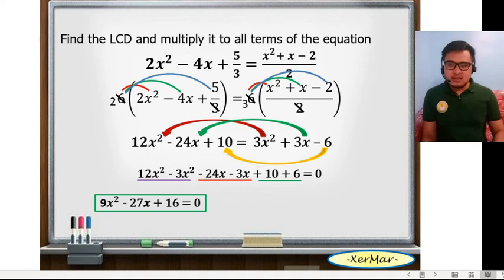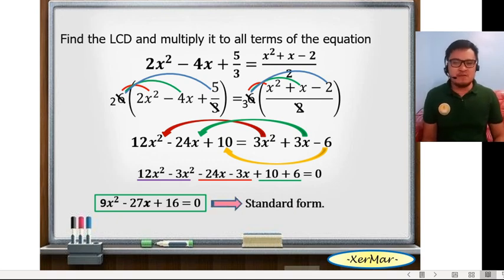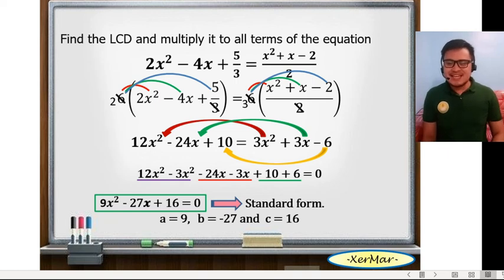Okay, so the same sign. So we have to add and copy the common sign. Next, 10 plus 6. The answer is 16. And don't forget to equate into 0. And this is now the answer. 9x squared minus 27x plus 16 equals 0. And that is the standard form. Okay? And we have to identify the value of A, B, and C. Okay, so A is 9, B equals negative 27, C equals 16.